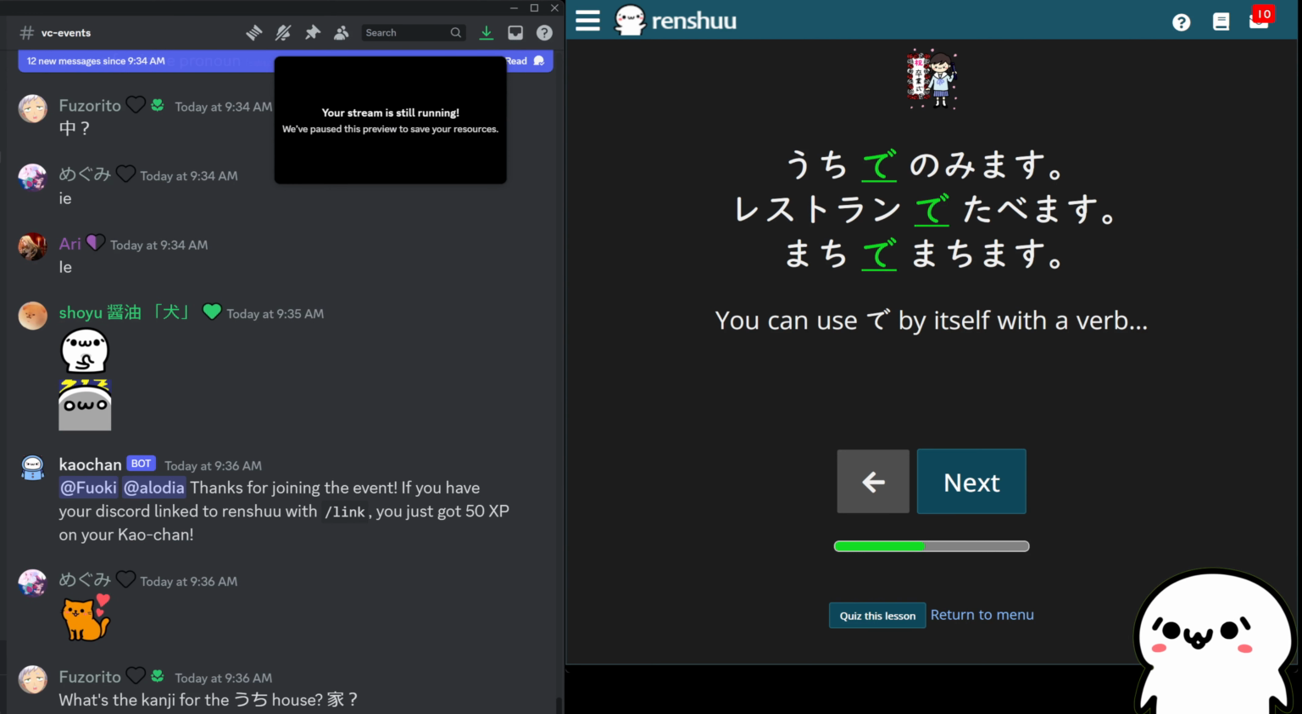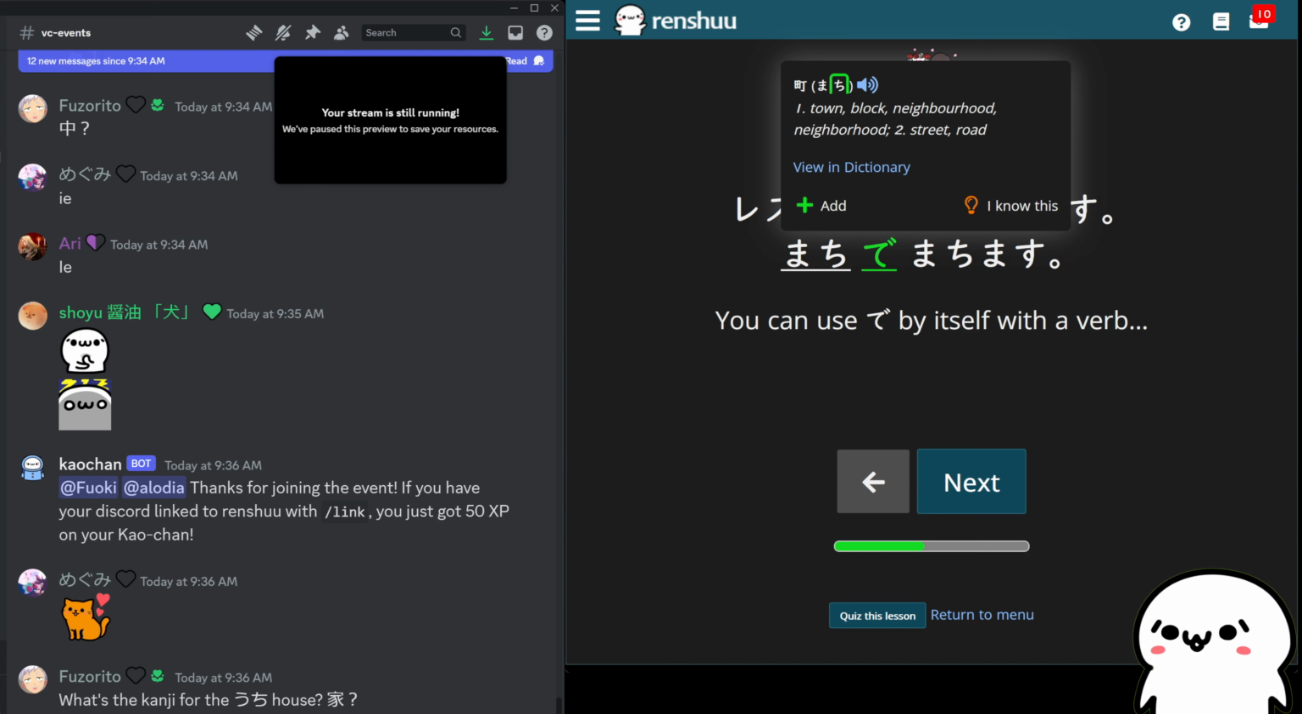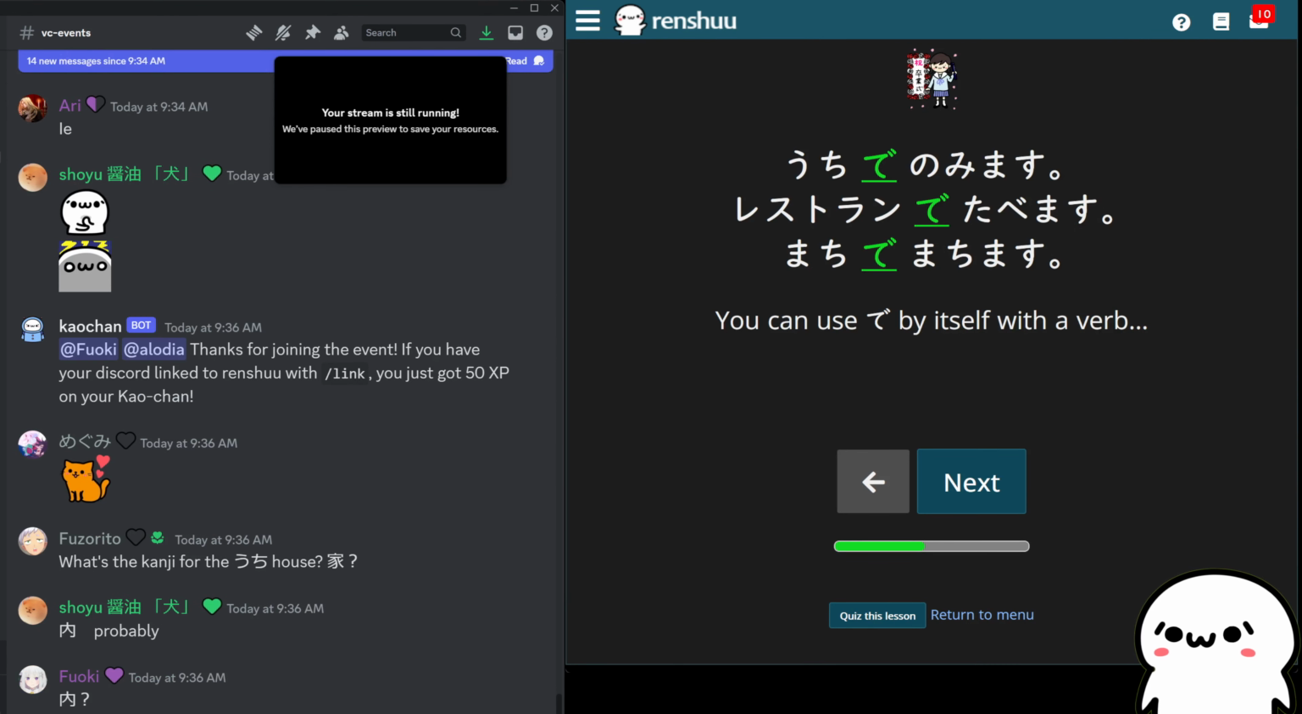And then, third sentence. That's a good question, Fuzorito. I'll get to it in just a sec. Waiting, it's like, where are you waiting? You might wait at the bus stop, you might wait on the street, and that's the number 2 definition here. It's where you're waiting. So the de marks where the action is taking place.